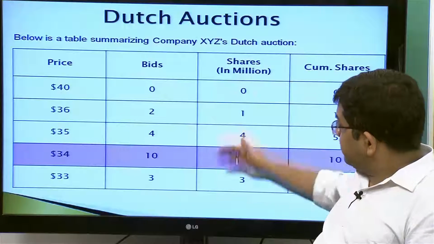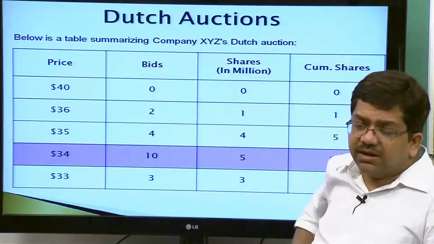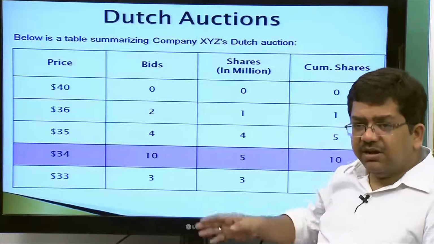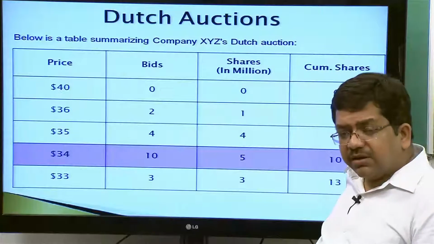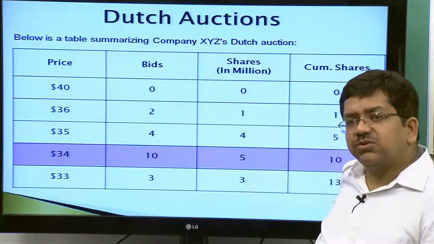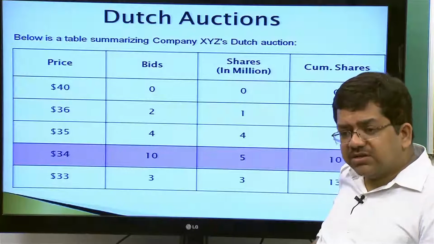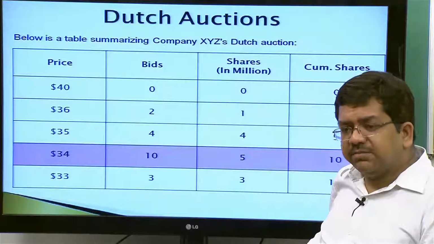So, in this way you will see that the price comes in the ascending or descending order way, and whichever is the final price, all the customers are sold the shares or whatever the product is at that price point.